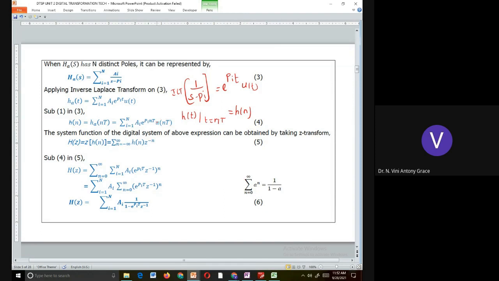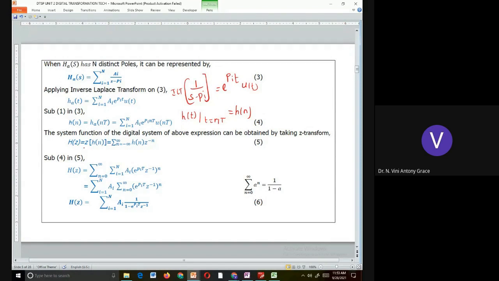Once sampling is over, we have to find the Z transform of this impulse response of the digital filter to get H of Z. That should be the next step. So if I take the Z transform of this, now this is the equation. For this equation 4, we have to take the Z transform on both sides. For h of n, the Z transform will be H of Z. Likewise, here they are making use of the formula directly.